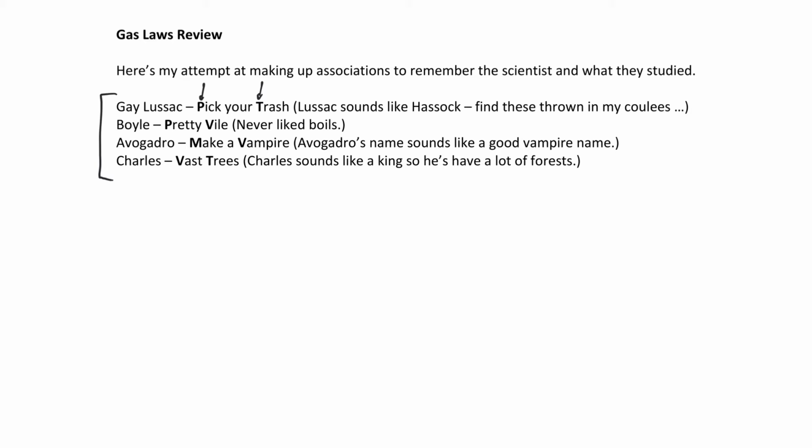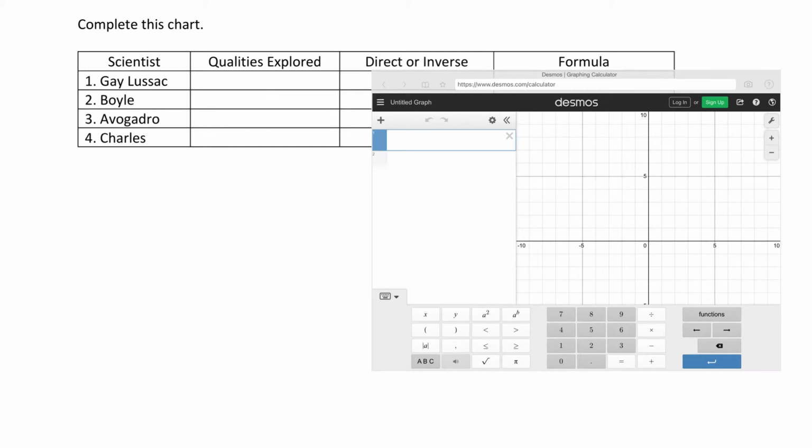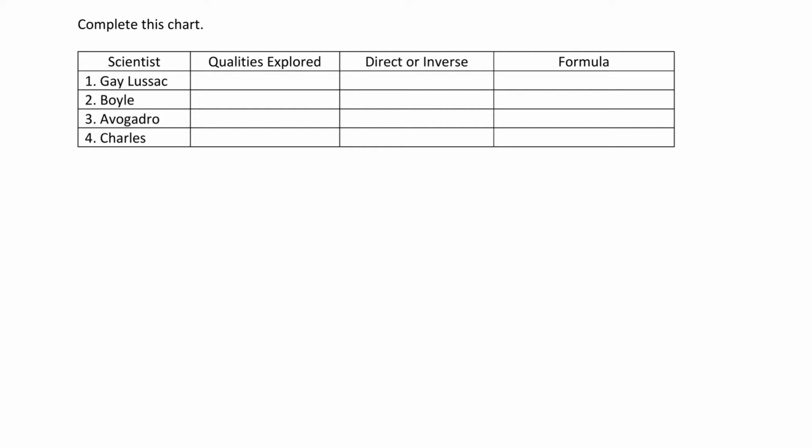And Charles, King Charles, sounds like a wealthy kind of guy, so he would have a vast amount of trees. So V for volume, T for trees. If that helps you memorize the names, cool. Hopefully it does. If you find a better way of doing that, let me know. Here's just a quick table that you can use to think of that.